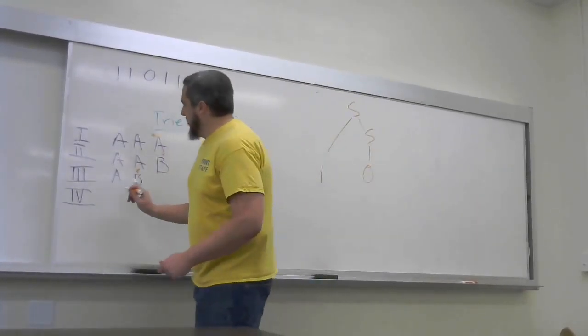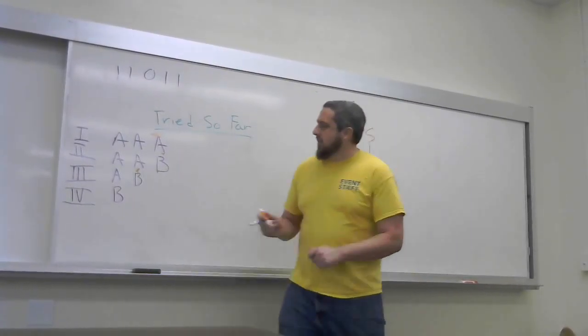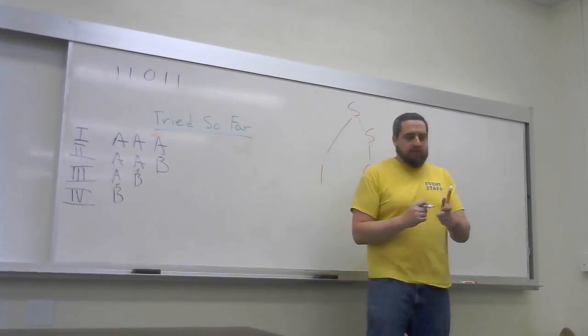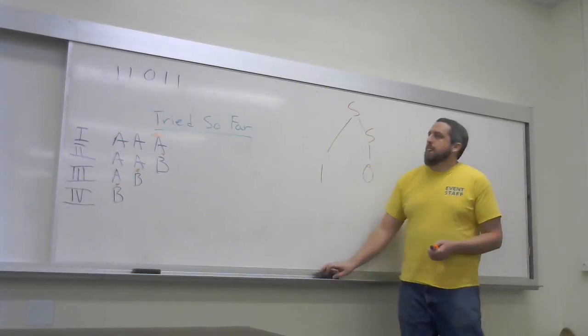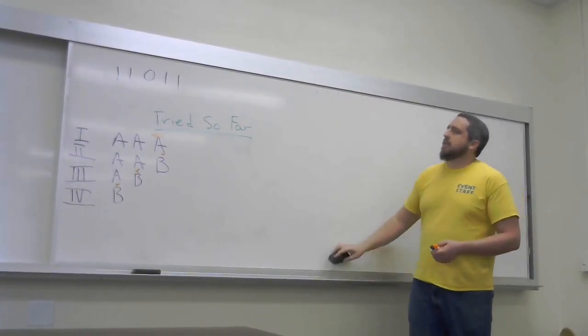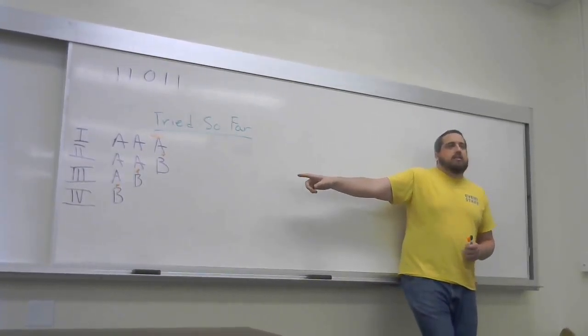So in this case here, I'm going to try B. And then when I try B, B is going to fail as well. And then all my cases are going to fail. And I've tried all possible permutations that could work, and that will fail. Any questions about this?